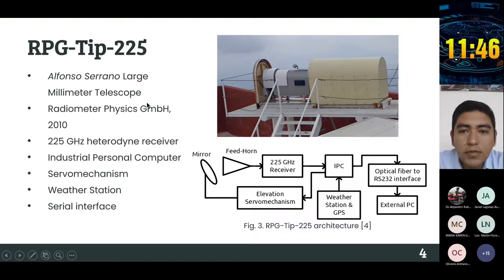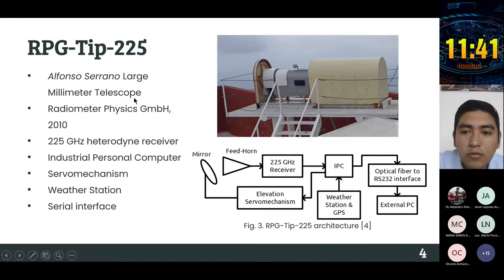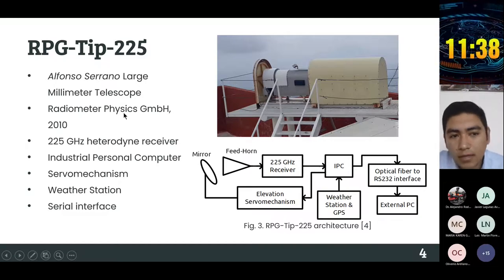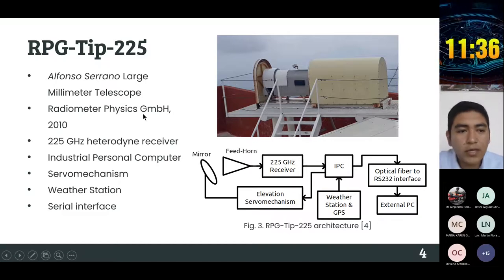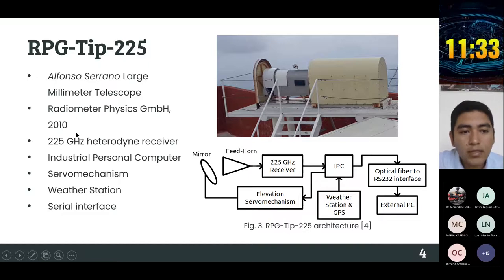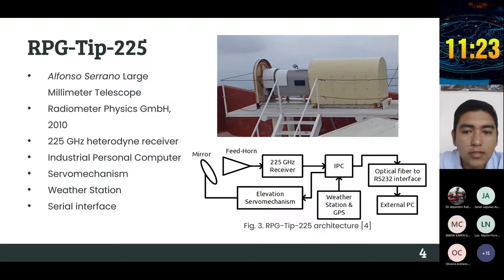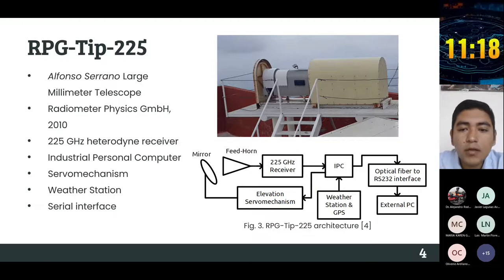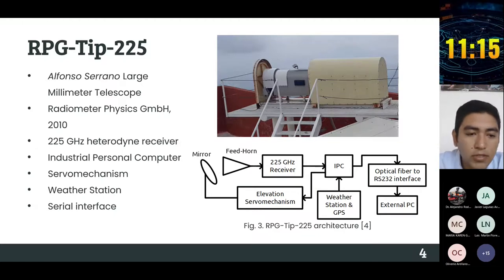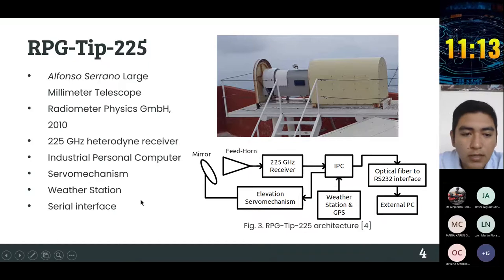Then we have the RPG TIP 225. This is the Alfonso Serrano Large Millimeter Telescope radiometer. It was made by Radiometer Physics in Germany in 2010, and it is a 225 gigahertz heterodyne receiver. Its architecture is centralized in an industrial personal computer that controls a servo mechanism. It reads and monitors the weather station and uses a serial interface to communicate with external components.